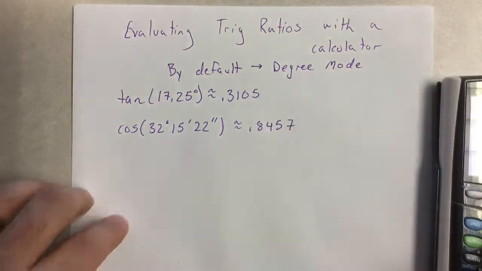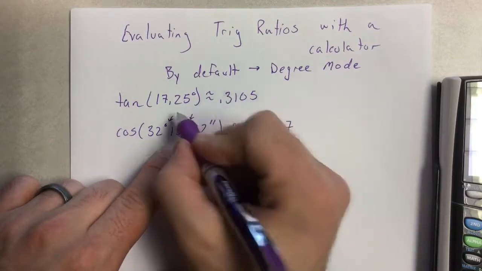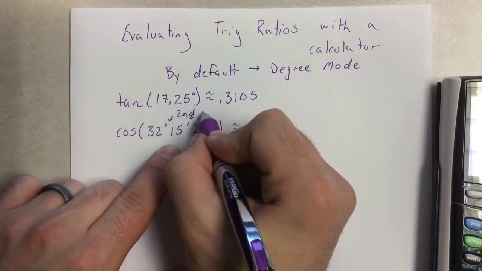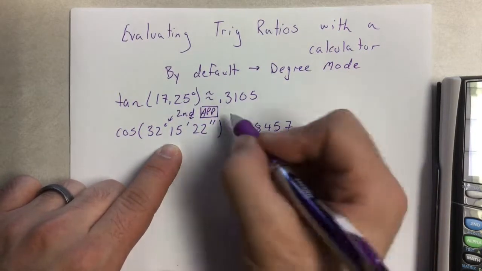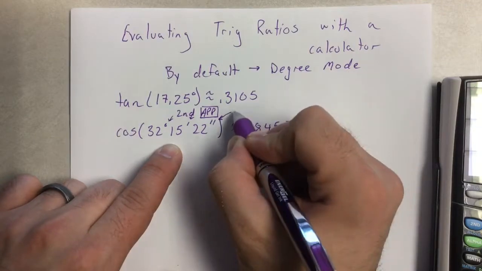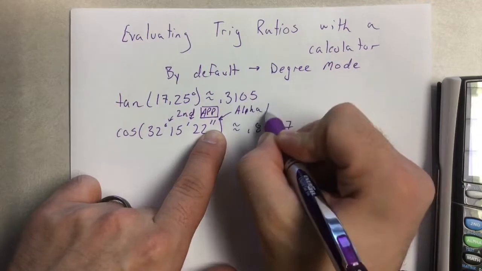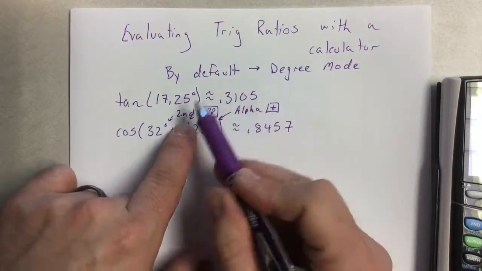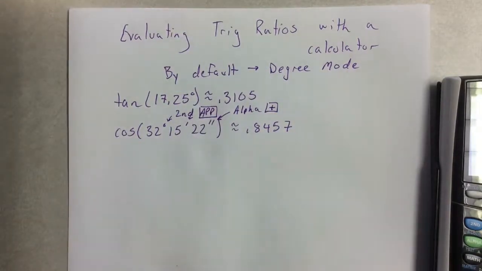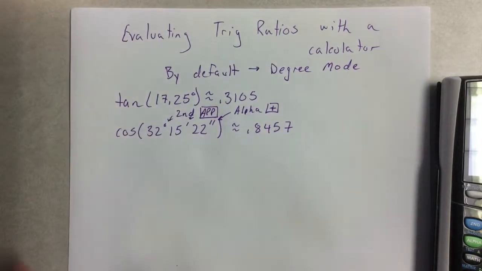So we get 0.8457. It's doing this again for you. The degrees and the minutes can be found in second, apps. The seconds symbol, you have to hit alpha and then the plus sign. So this is only needed if our angle measure is in degrees, minutes, and seconds. But there's nothing wrong with converting this to decimal degrees and then using that.